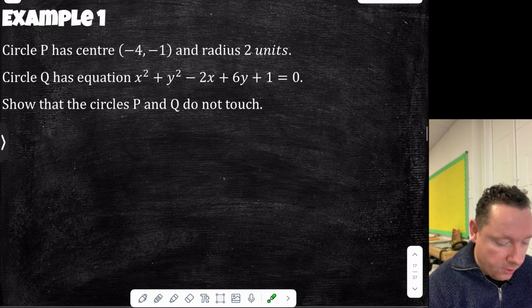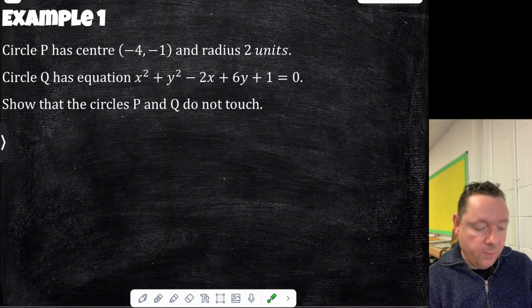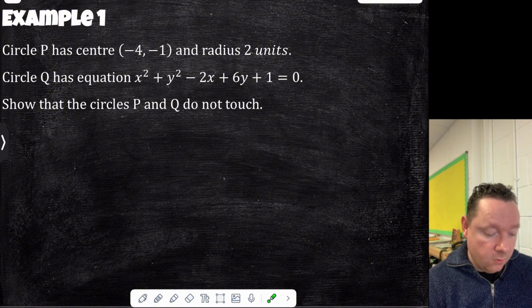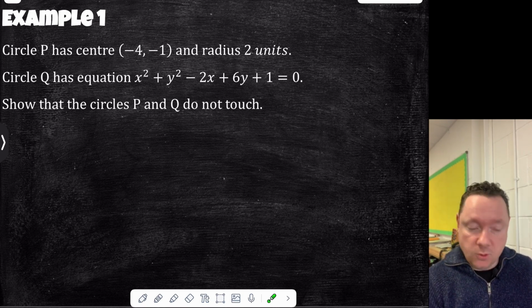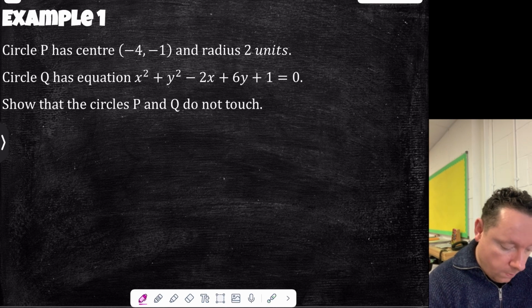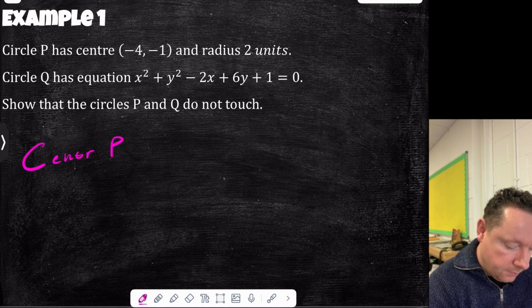Example 1, for intersection of circles. Circle P has centre (-4, -1) with radius 2, and circle Q has equation x squared plus y squared minus 2x plus 6y plus 1 equals 0. Show that they do not touch. So I just need to check the distance between the centres. So the centre of P is (-4, -1), and we know the radius is equal to 2.